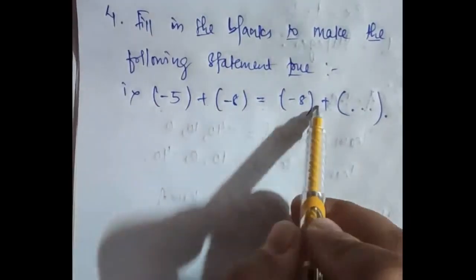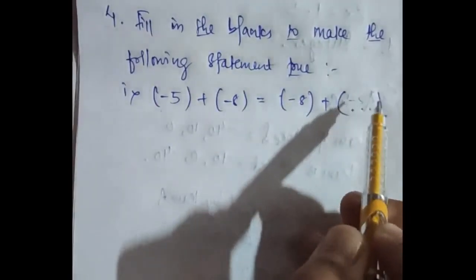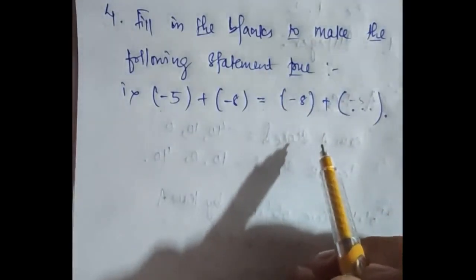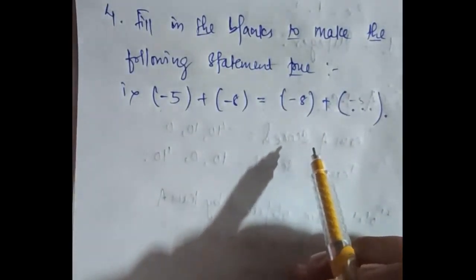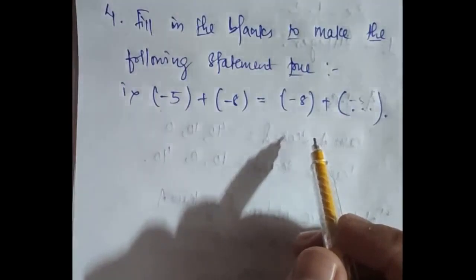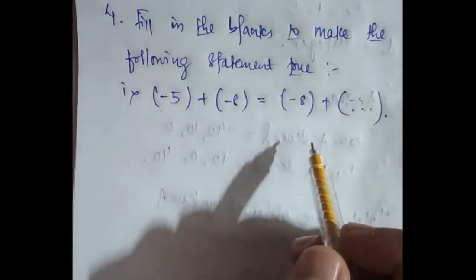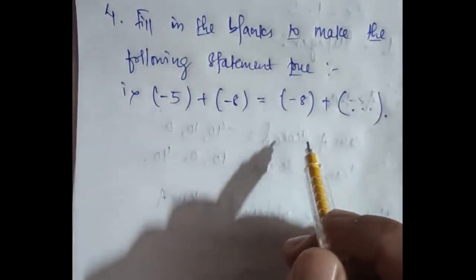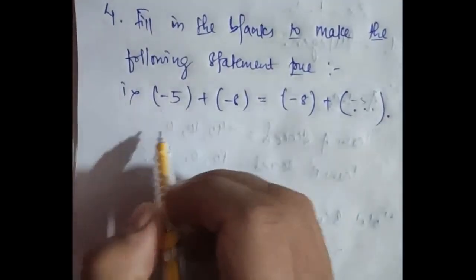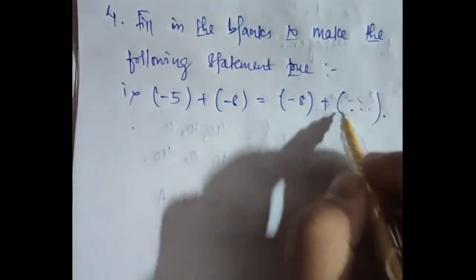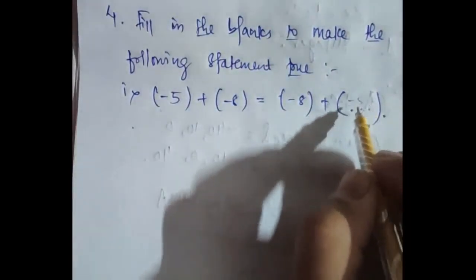To make both equal, we can write directly -5, but no, we will not do that because there are a few rules we have to follow. We can write it directly, but we have to explain this in a way. There is a way to explain this, so I'll make you understand what that way is. Okay, so let us start. Let us have a look. There is a missing number, we have to fill in the blank here.